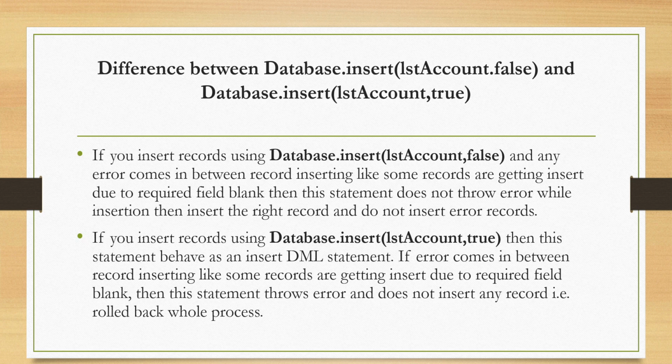This statement does not throw an error because you are inserting with false, so it inserts the right records and does not insert the error records. And if you use Database.insert(accounts, true), then this statement behaves like an insert DML statement. If an error occurs in between, like some records failing due to a required field being blank, then this statement throws an error and does not insert any record; that is, it rolls back the whole process.